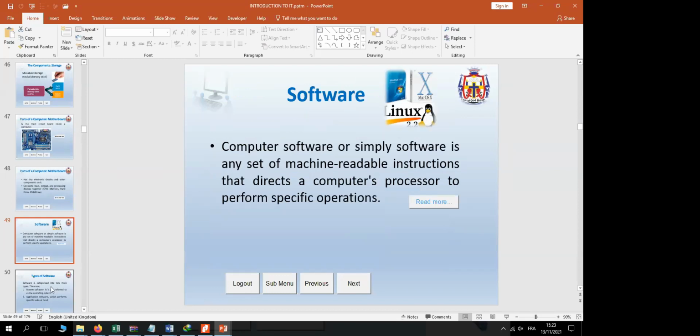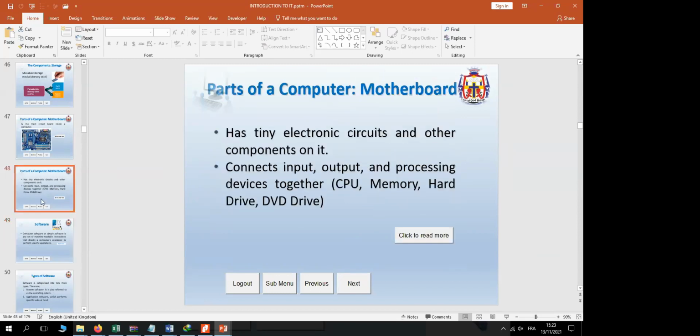What software is. I will start, of course, with the class to ask them what they know about software. Yes, what is software, class?